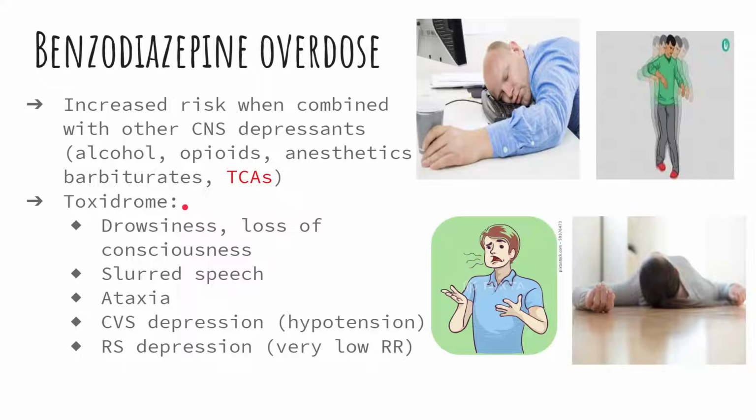So let's talk about the toxidrome of benzodiazepine overdose. Toxidrome means the collection of symptoms associated with an overdose. So what is the toxidrome of benzodiazepine overdose? Well, we have drowsiness, loss of consciousness. Patients usually completely faint. Slurred speech, so they won't be able to give you a clear enunciation of the words. Ataxia, which is a loss of motor coordination. The patients are not going to be able to perform tasks like walking or picking up objects.